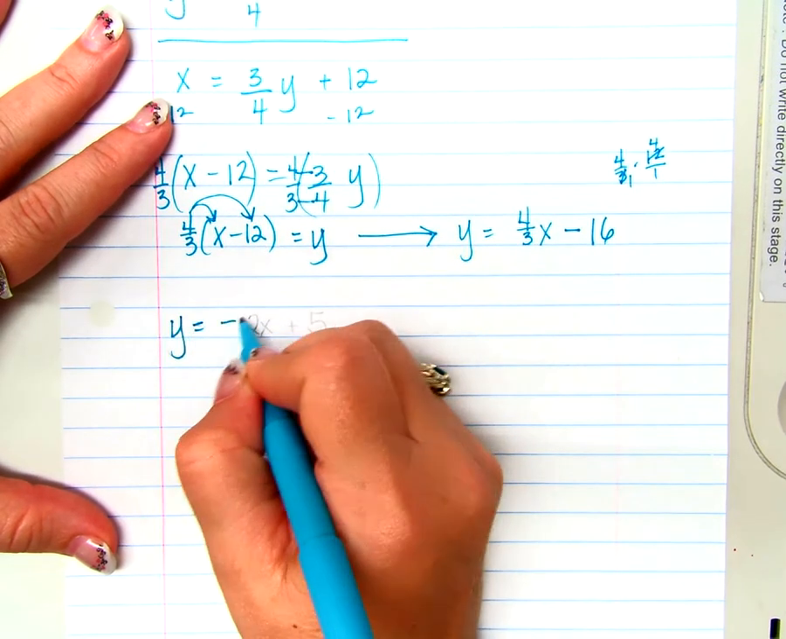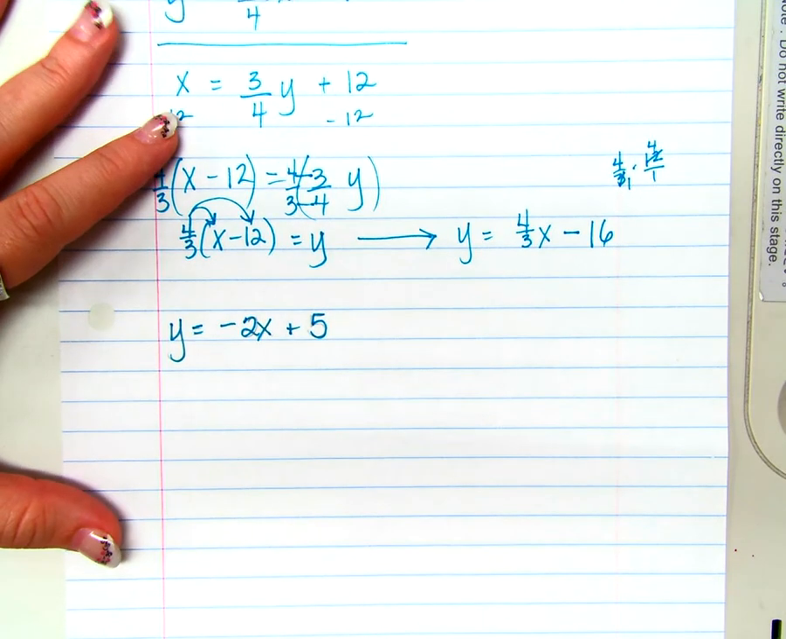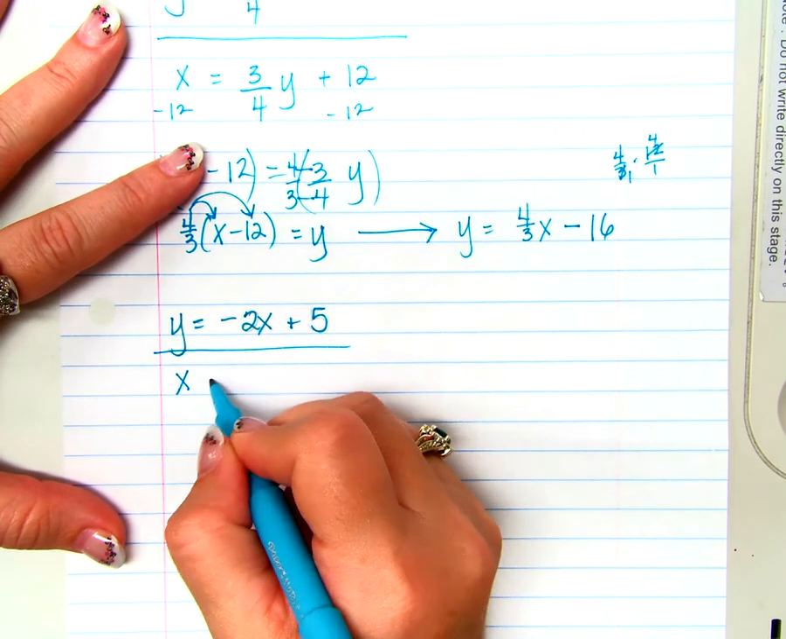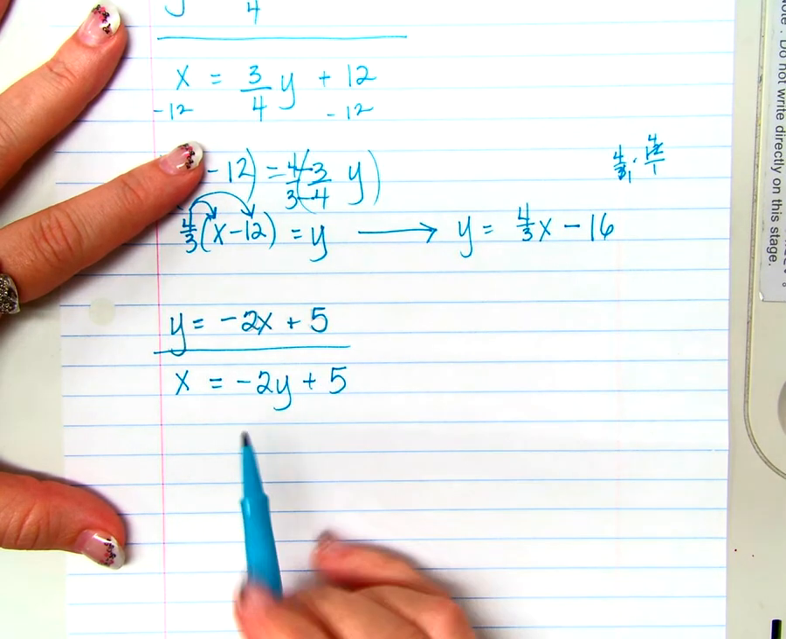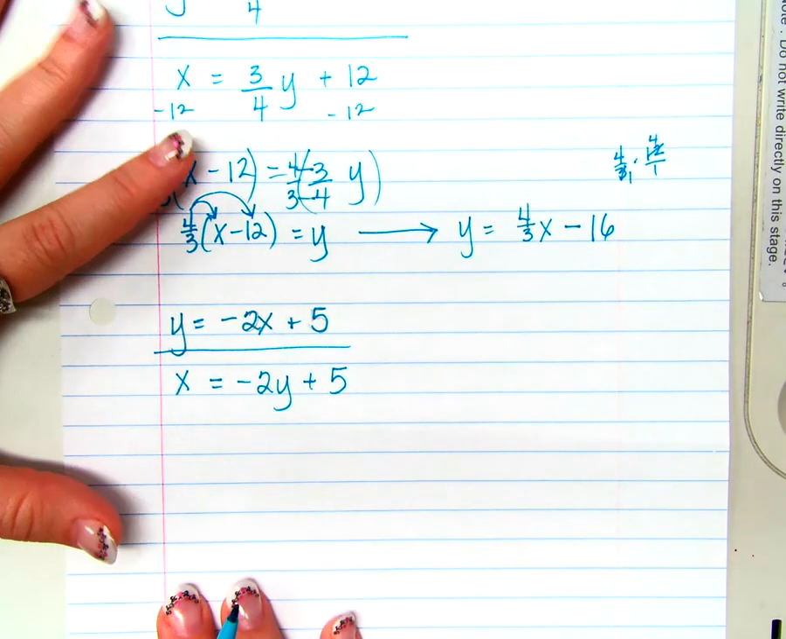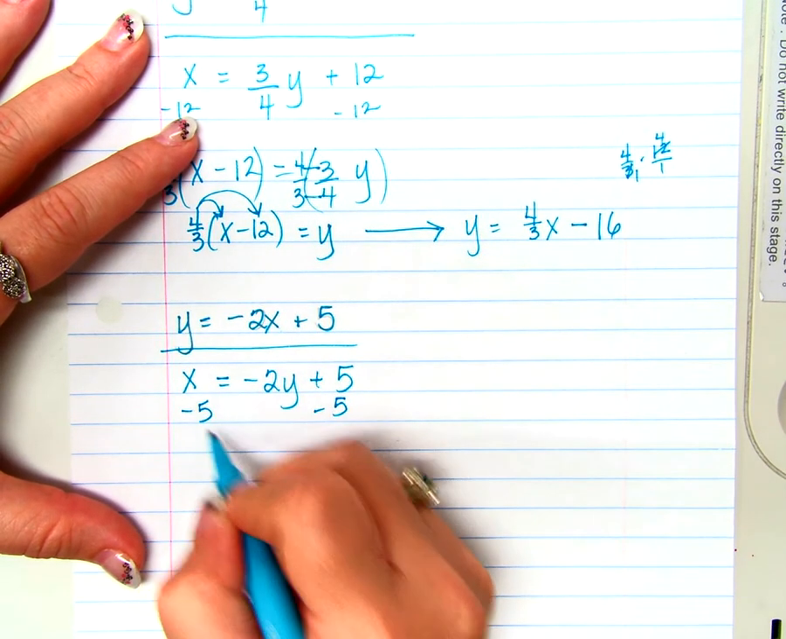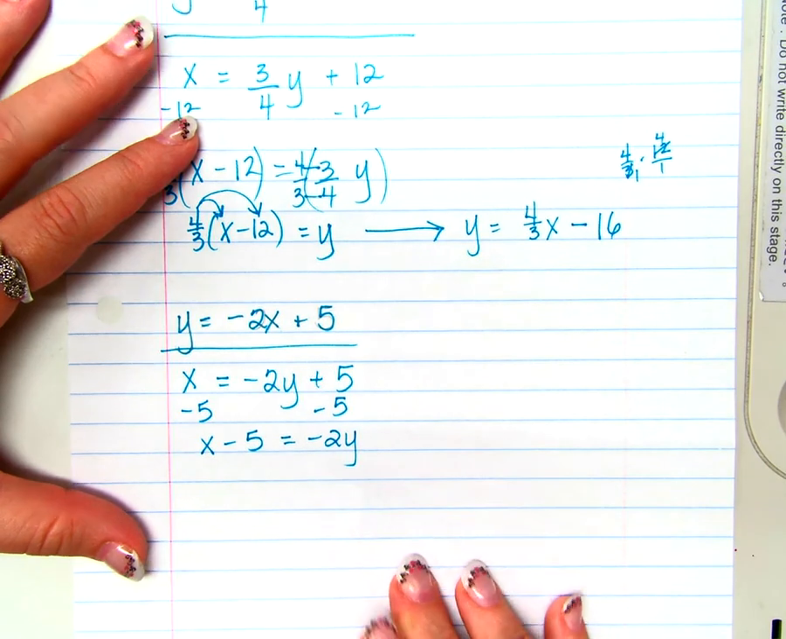Y equals negative 2x plus 5. How do I get the inverse of this function, or this equation? Switch x and y. Okay, x and y are switched. Now I just have to solve for y. I have to isolate the y. So if I subtract 5 from both sides, I get x minus 5 equals negative 2y.